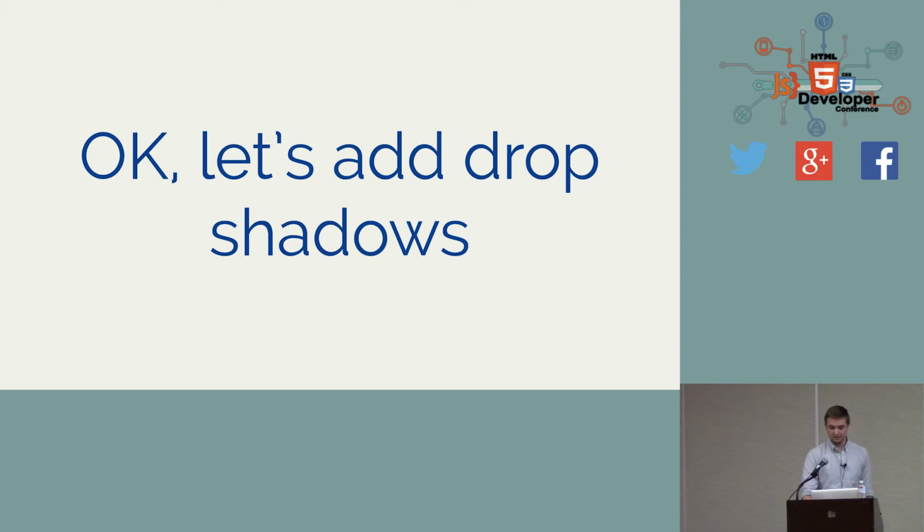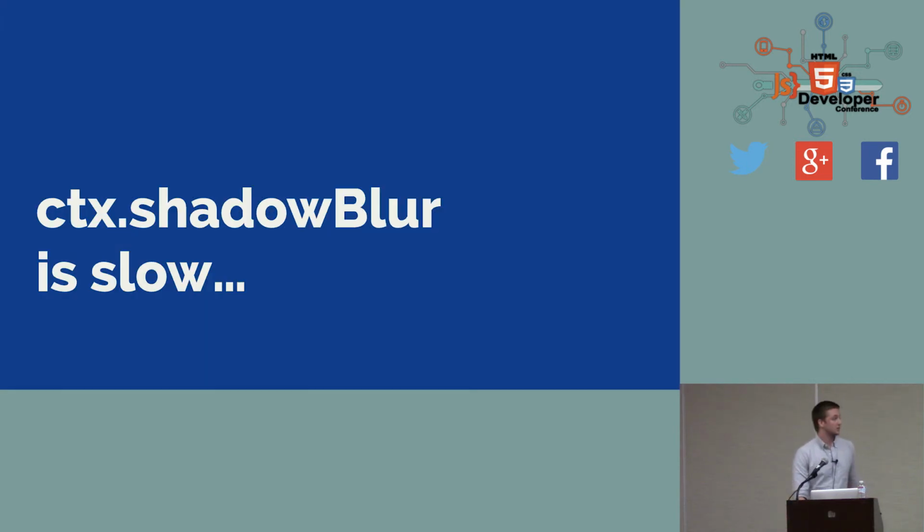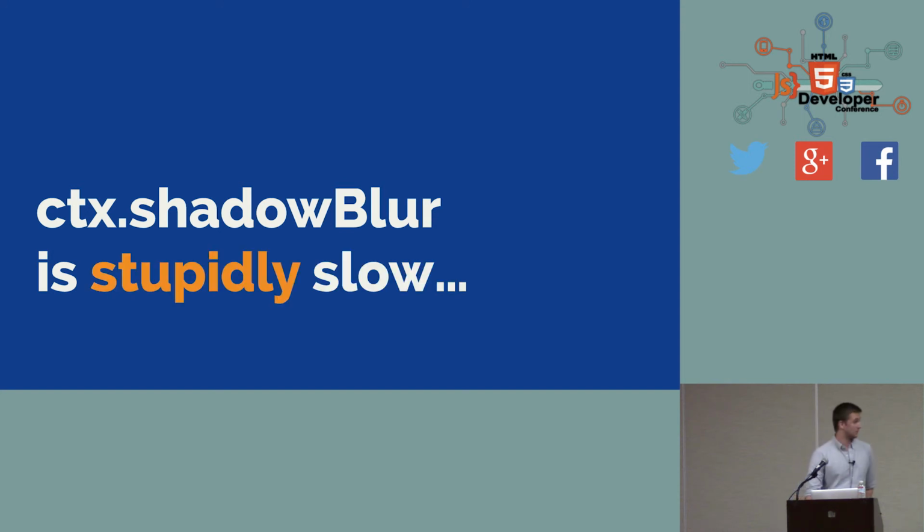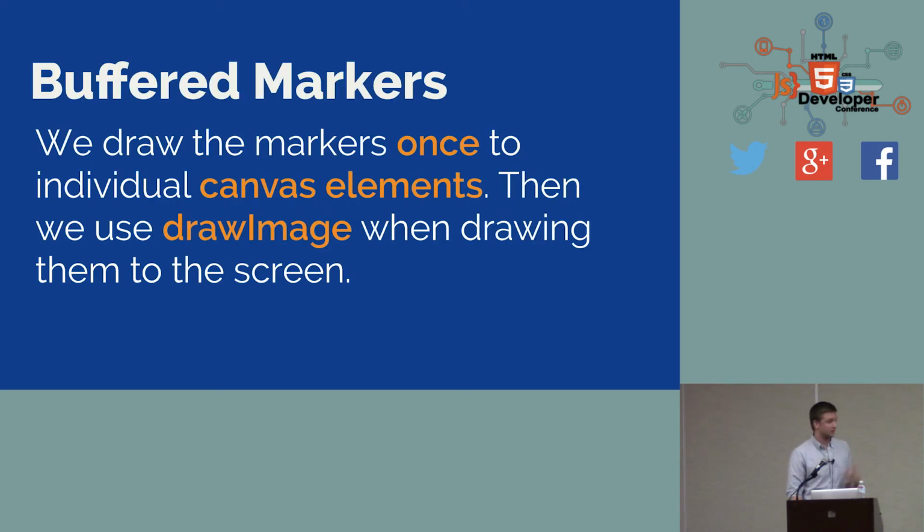And then our designer says, OK, let's add drop shadows to the markers. It's like, yeah, I can do that. It's one line of code, no problem. Problem is, shadow blur on canvas is slow, like really, really slow, like 1,000 times slower than just drawing a marker. And so our solution to this is to do something we call buffered markers.